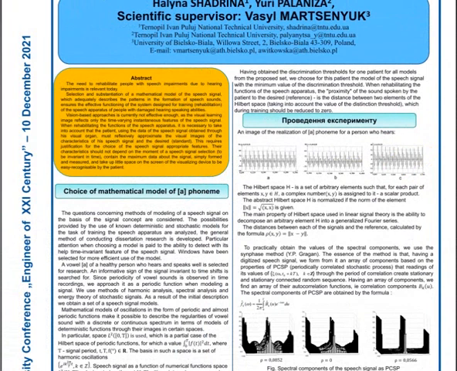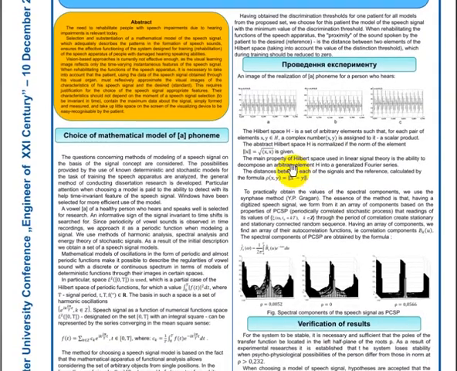So, the main property of Hilbert space used in linear signal theory is the ability to decompose an arbitrary element h into a desired generalized Fourier series. The distance between each of the signal and the reference is calculated by the formula represented here.